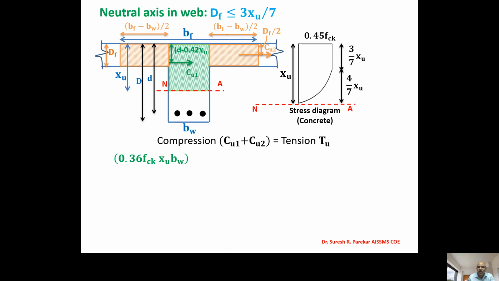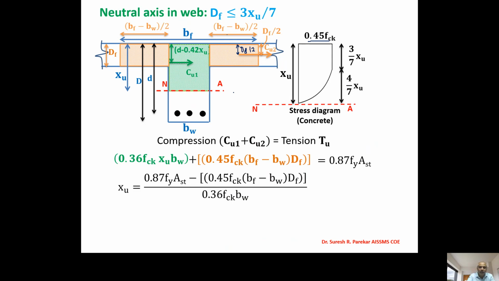And what will be the centroid of this? This is a rectangle, so this will be DF by 2. This is total DF, so we are going to get this value, that is DF by 2. And then we have this as DF by 2. So CU2 we will get 0.45 FCK, because overall for all parts we have 0.45 FCK, because the depth of the rectangular portion is greater than the depth of the flange. And then we have plus 0.45 FCK (BF minus BW) into DF, and that is equal to 0.87 FY AST.